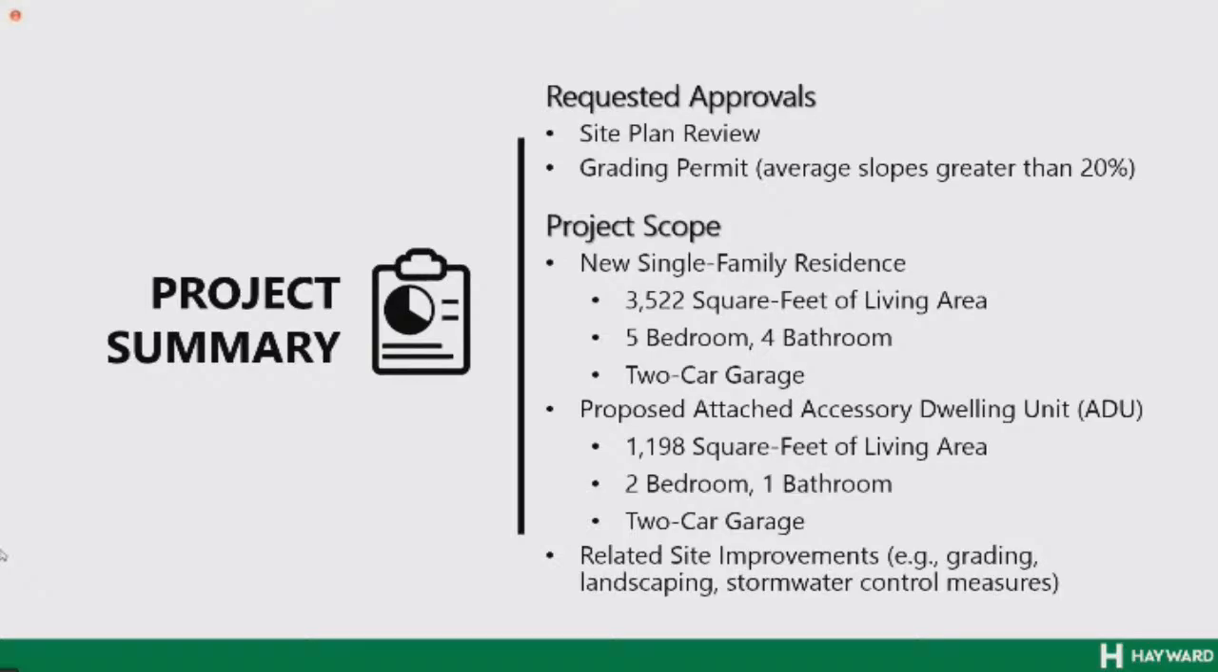The scope of work involves the development of a new single-family residence with 3,522 square feet of living area, which will include 5 bedrooms and 4 bathrooms, and the single-family home will include its own 2-car garage. In addition, the project involves the concurrent development of an attached accessory dwelling unit, also known as ADU for short. The ADU will be a 2-bedroom, 1-bathroom, and will also include its own separate 2-car garage. The project also proposes site improvements such as driveways, retaining walls, connections to utilities, etc., as well as new drought-tolerant landscaping in compliance with the city's bay-friendly, water-efficient landscape ordinance.